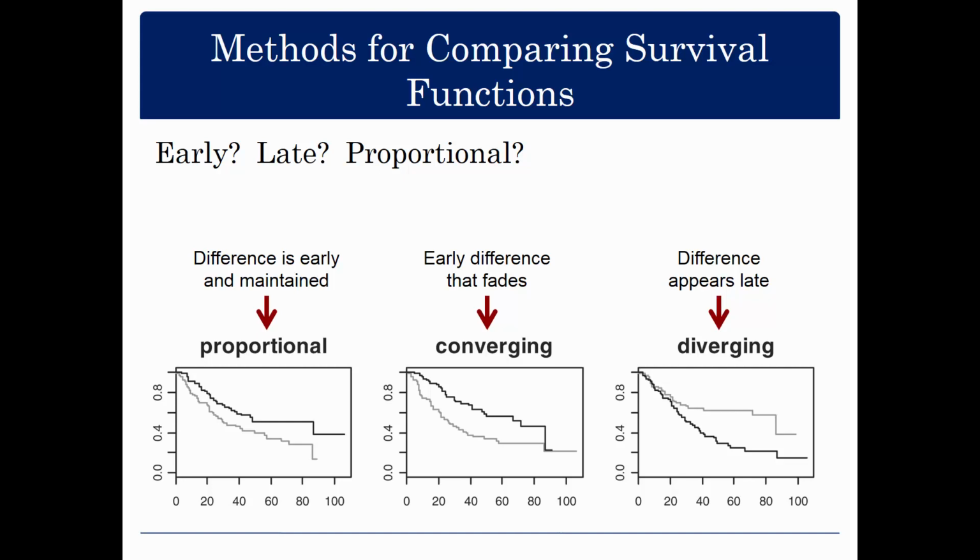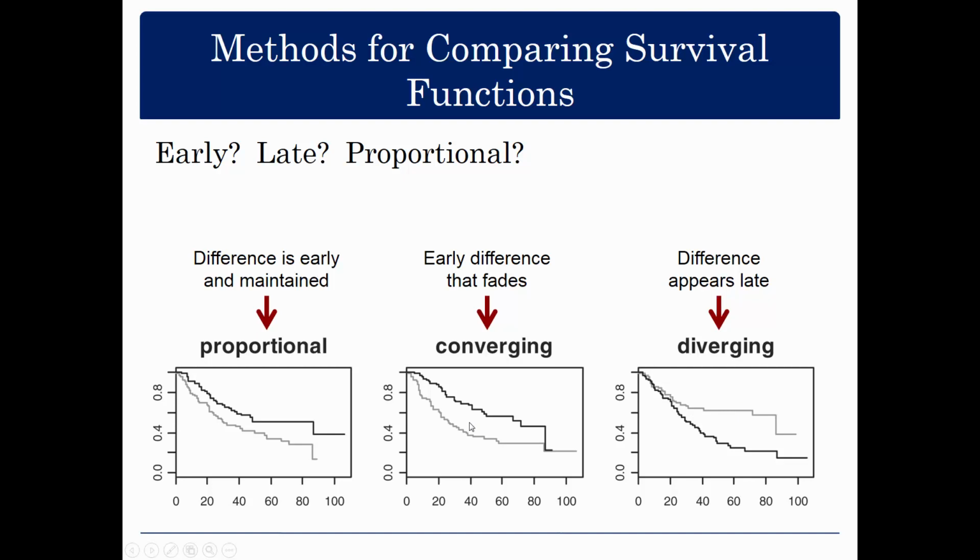We might also see the opposite, which is diverging, which is kind of a long-term benefit, on the far right here, where for the first period of observation, they're equivalent. And at some point, then you start to see the benefit kick in. Here we see that risk of death flattening off in the gray, and that's a diverging.